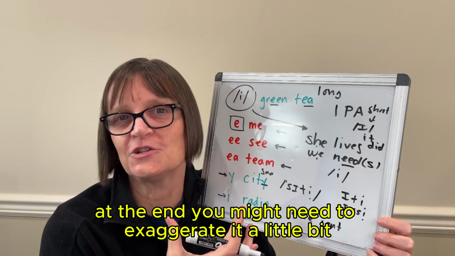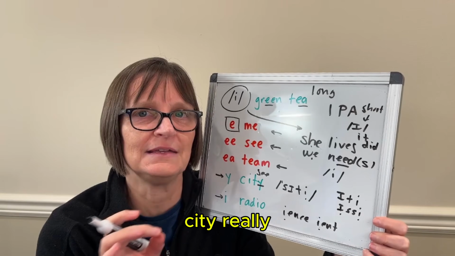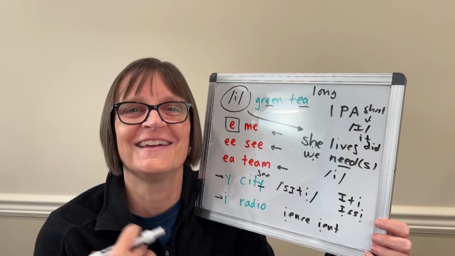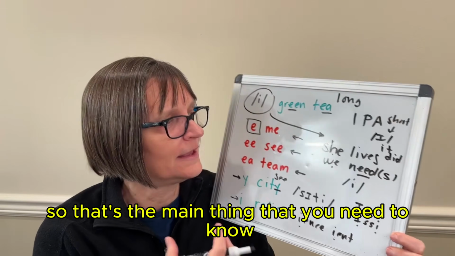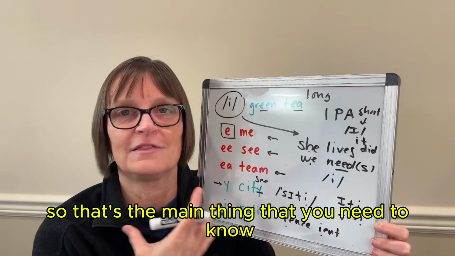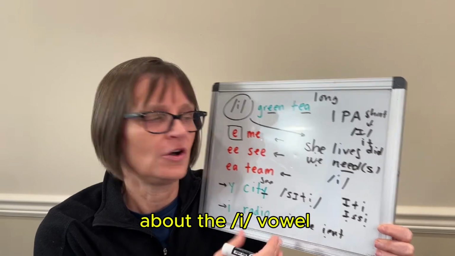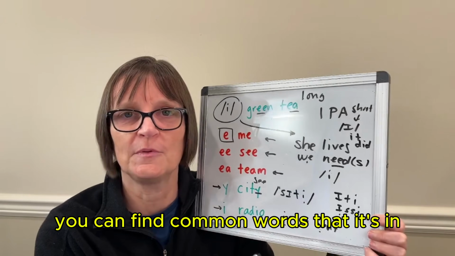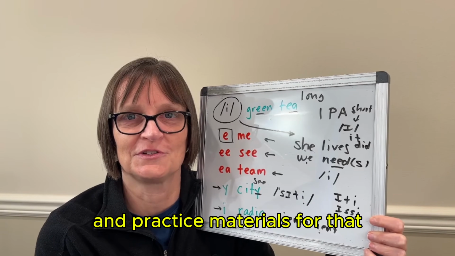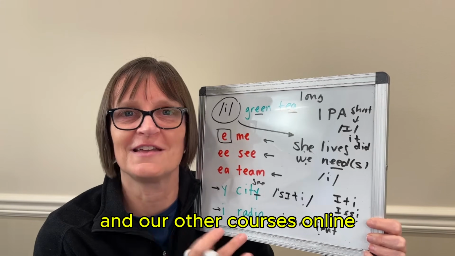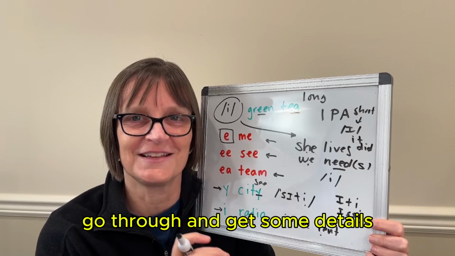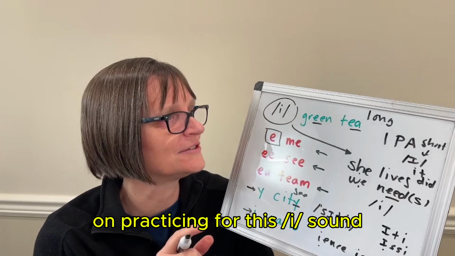You might need to exaggerate it a little bit. City, really exaggerate and lengthen until you feel comfortable using it. City, city. So that's the main thing that you need to know about the E vowel. You can find common words that it's in and practice materials for that in our Sounds of English course and our other courses online. Go through and get some details on practicing for this E sound.